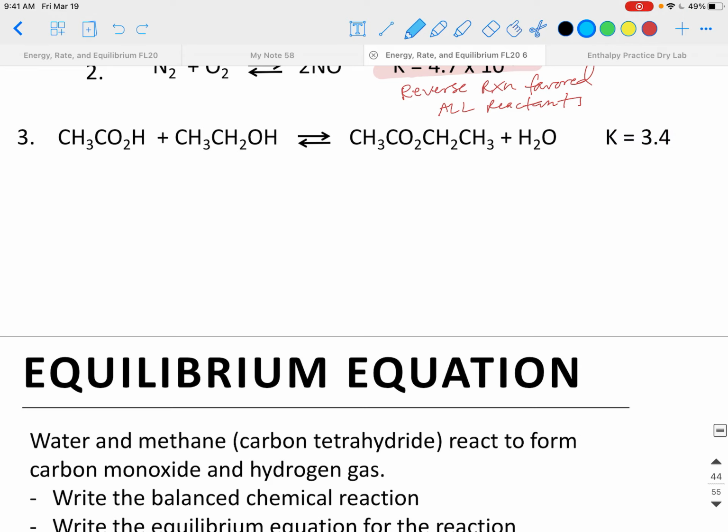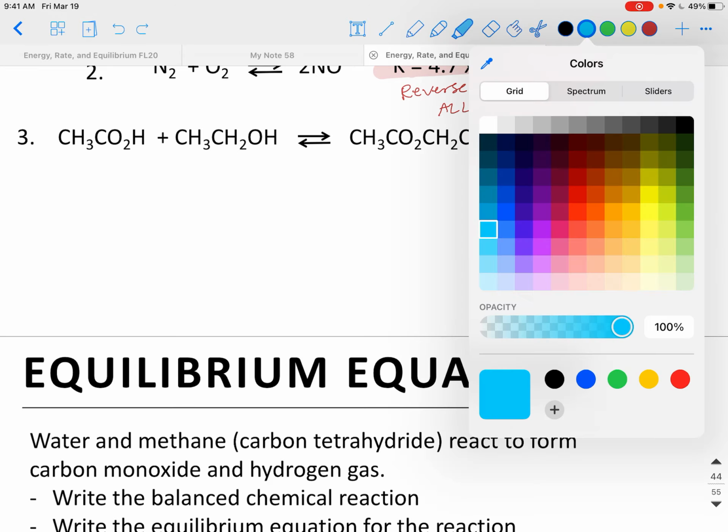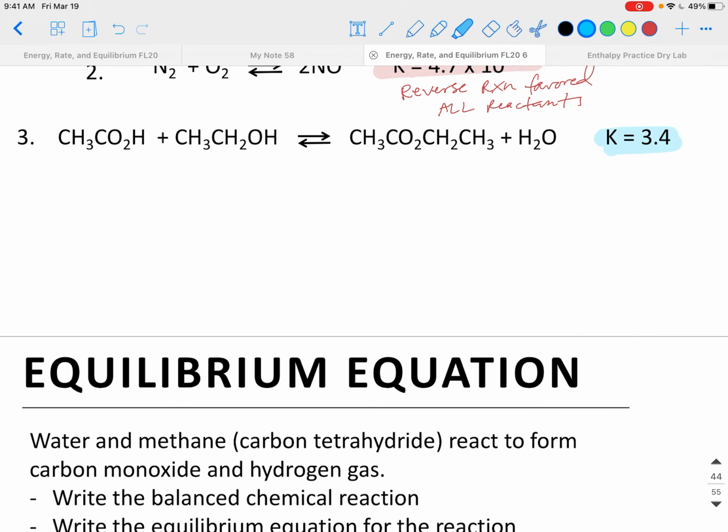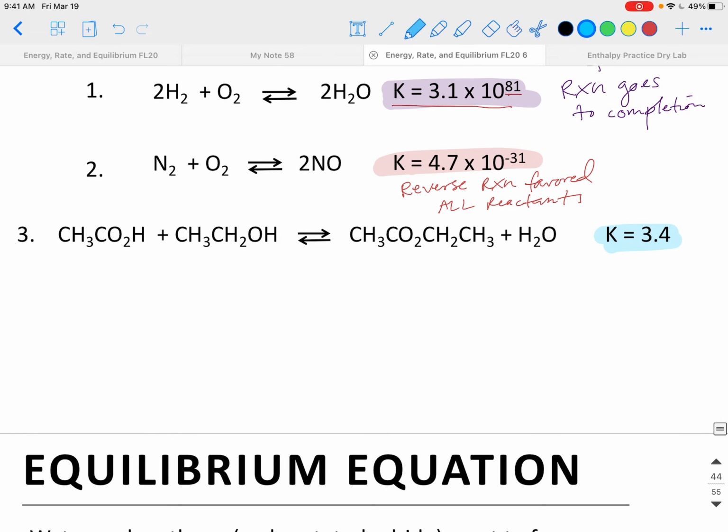So we're just going to, how many times do I do this? Just going to highlight that blue. So then you would say forward reaction favored. And you could say concentration, I'm going to abbreviate, P for products, is greater than concentration of reactants.